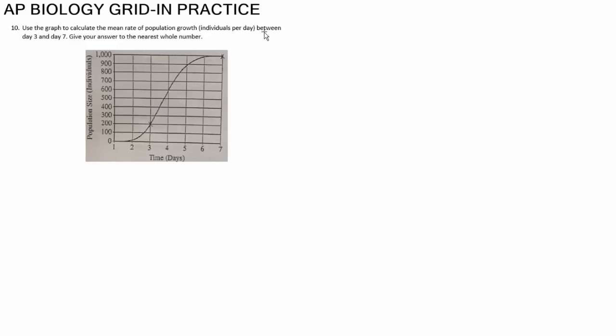Number 10 is a graph analysis. We're given a graph showing us population size changing over time, and it's simply asking us to calculate the mean rate of population growth, which is represented by individuals per day between days 3 and 7.